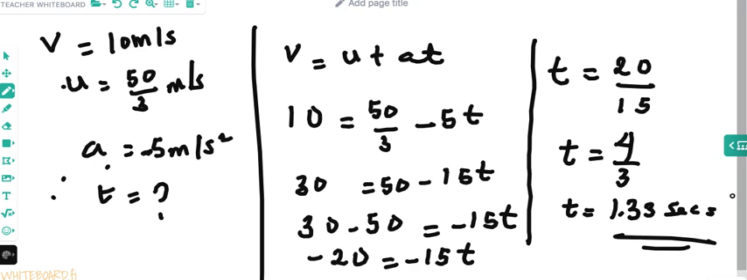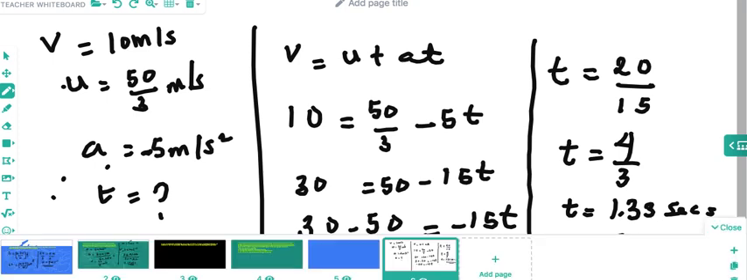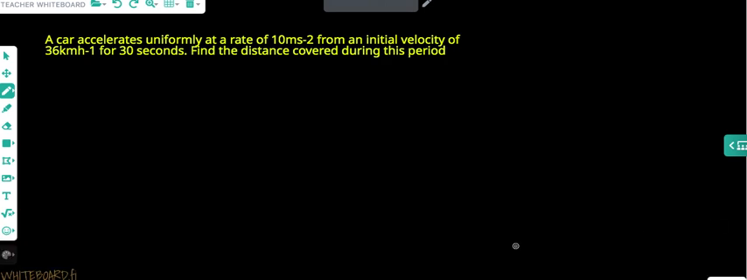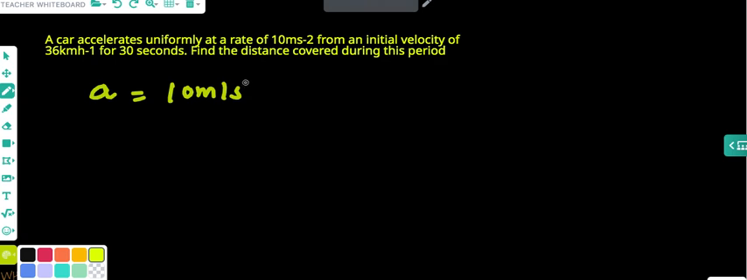Okay, so let's move on to the next question, which is this. You can pause it and try whether you can solve it. A car accelerates uniformly at a rate of 10 meters per second square from an initial velocity. The first thing you have to do is write down your acceleration a, which is 10 meters per second square.